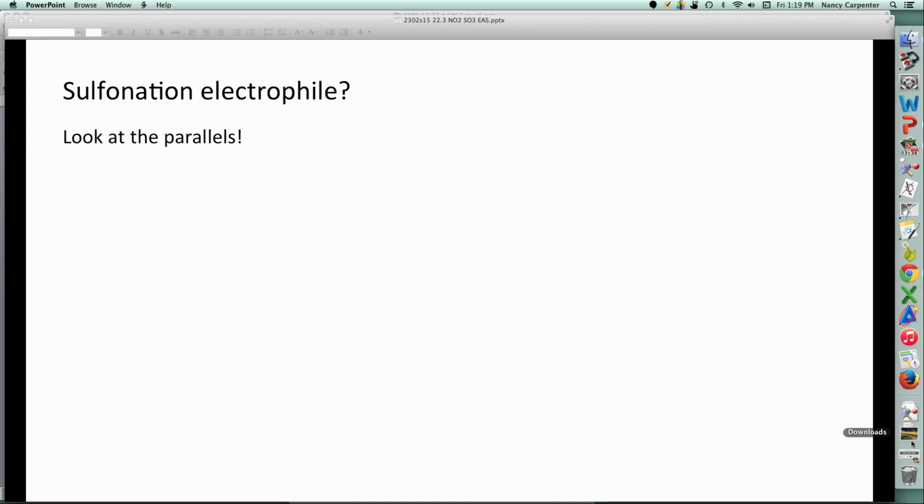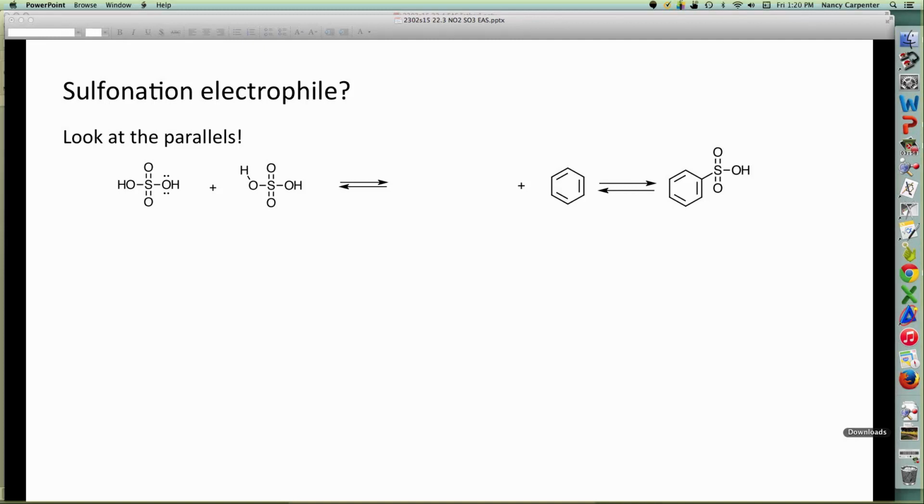Okay, so nitration and sulfonation. The nice thing is they're so similar. So what did we just see? We just saw protonation here to give you a good leaving group. So now we're going to see protonation here to give you a good leaving group. That leaving group would be this guy.